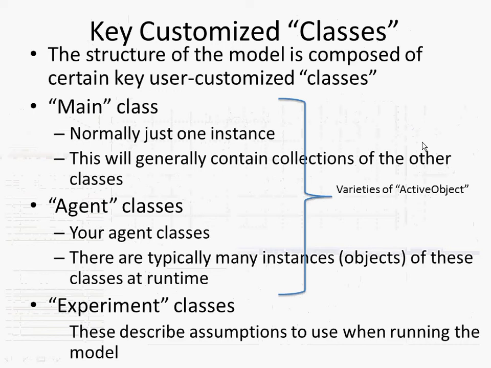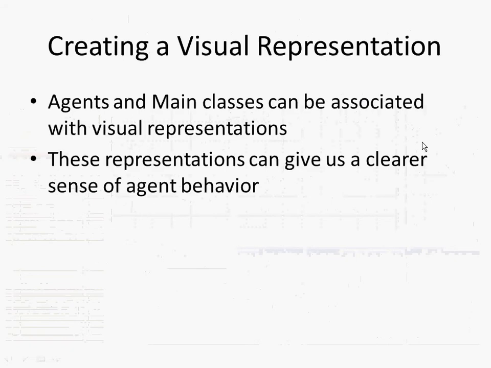So we're going to be dealing here with the main class, agent classes, and experiment classes. And as you'd expect, if you have a model with multiple types of agents, maybe it's people and deer to represent hunters and their quarry, they'll each be agents in a subclassing sense, in a subtyping sense. They can be passed around as agents to methods.